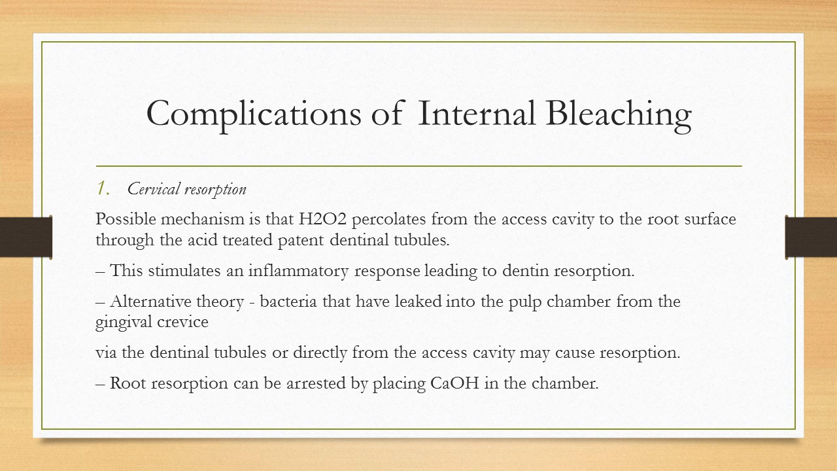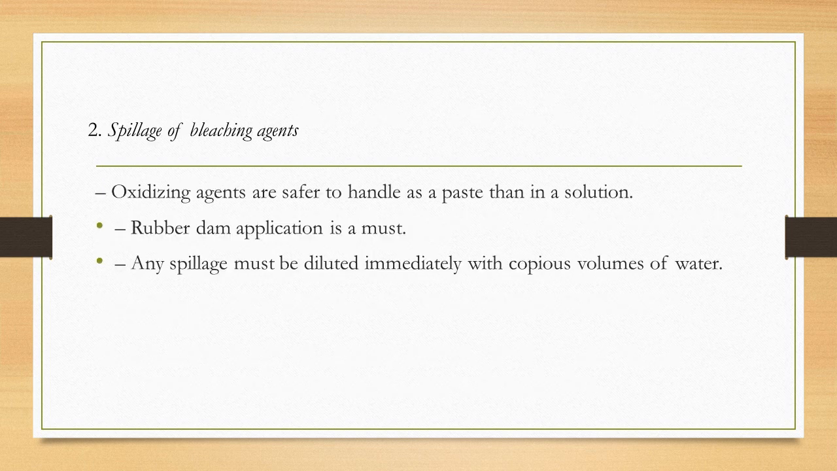Complications of internal bleaching. Yes, there will be some complications, especially if the concentration of the acid was high, or sometimes because the thickness left in the tooth structure is very thin. So such an acid might escape through the dentinal tubules. They might cause an inflammatory response, ending up in dentine resorption. An alternative theory says that some bacteria will leak into the pulp chamber through the gingival cervix and via the dentinal tubules, or directly from the access cavity, and will cause resorption. Root resorption can be arrested, if it happens, by applying calcium hydroxide.